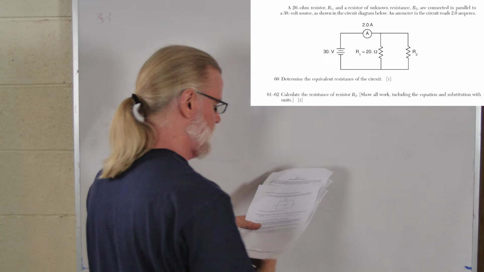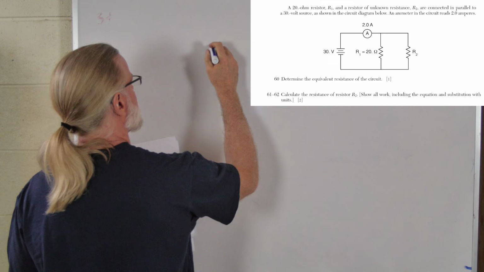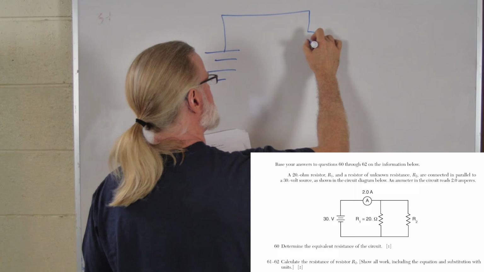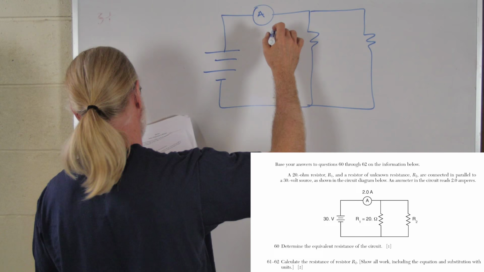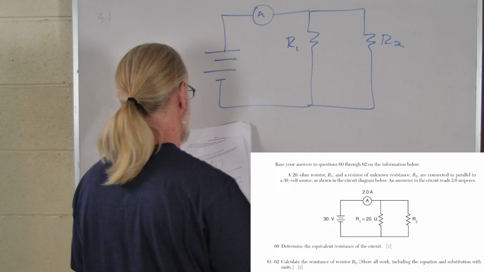Parallel circuit, know your circuits. That's a parallel circuit. And you know the idea that whenever you add a resistor in parallel, the equivalent resistance goes down. We have an ammeter. We have R1 and R2. 30 volts.